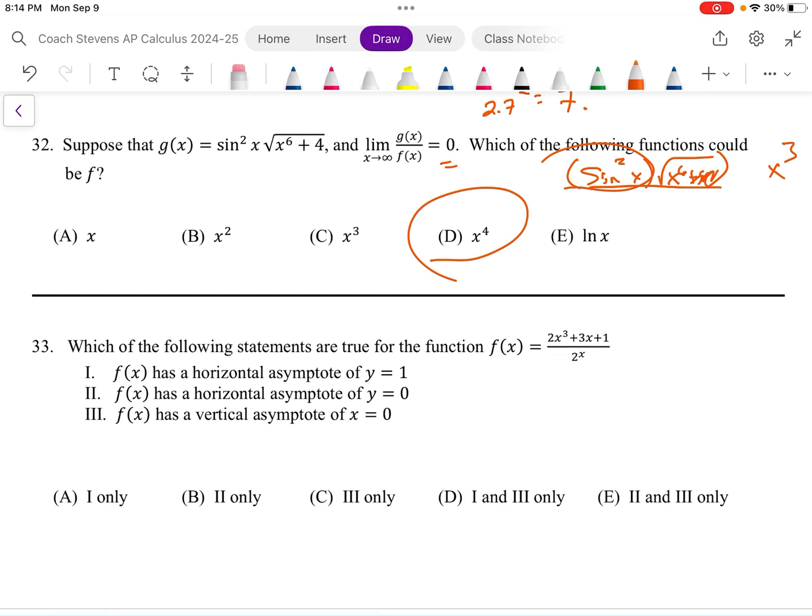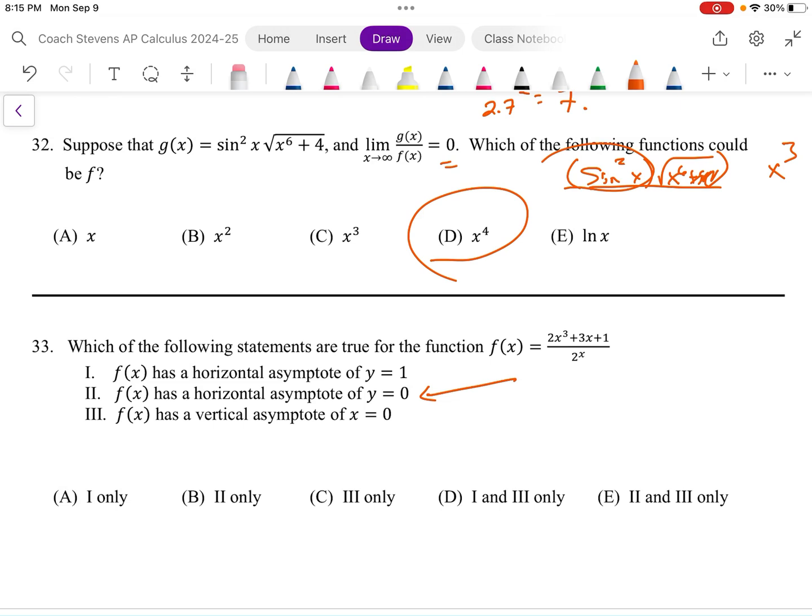33, which of the following statements are true about the function? Okay, so again, I'm looking at this one. We have a cubic divided by exponential is what I end up having here. So this ends up having a limit that goes to 0. It says, has a horizontal asymptote of 1? No. In order for it to be 1, the degrees have to be the same. Here, the bottom grows faster than the top.